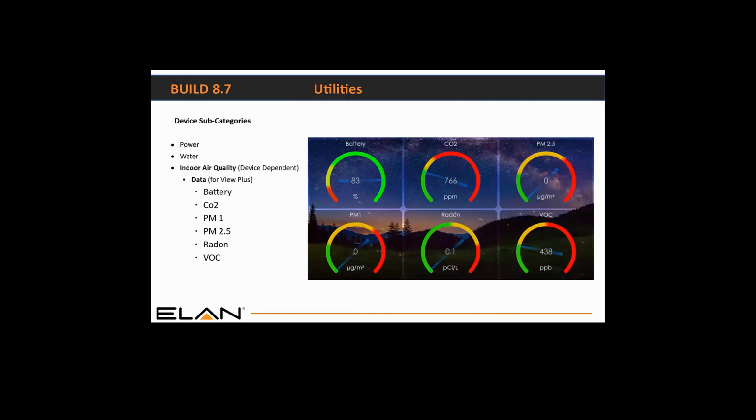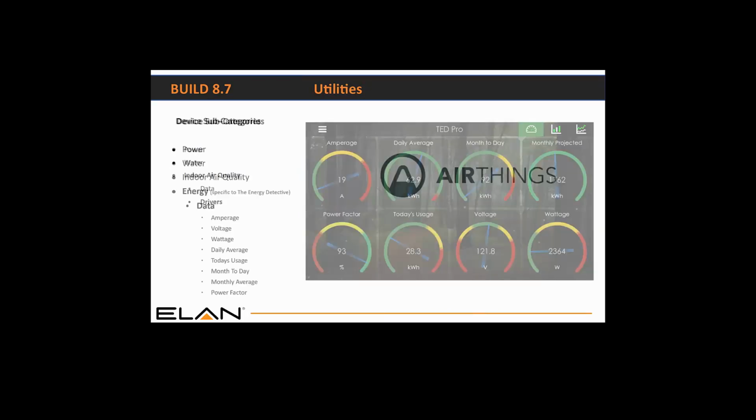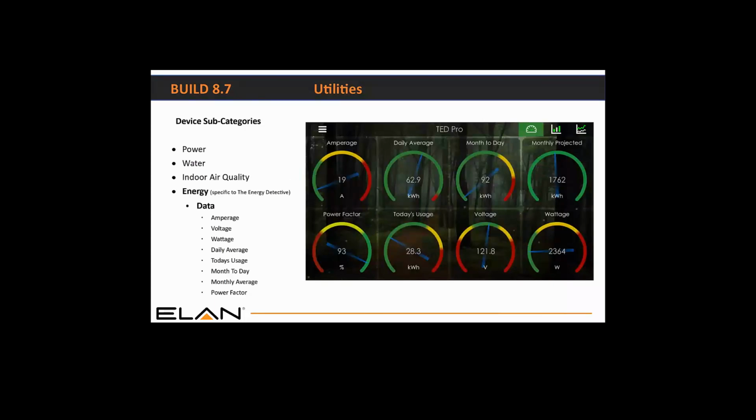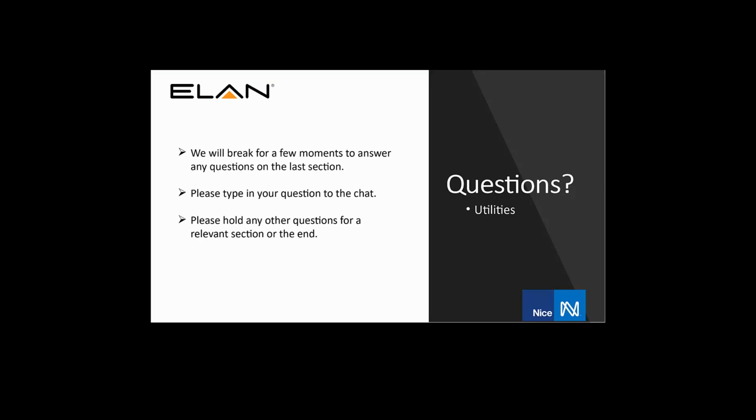Indoor air quality, that's the data it'll give you. Now, that depends on the actual sensor, because they have a bunch of different sensors. Some have radon, some don't. So it depends on which one that is, and that's by Airthings. And energy. So we didn't really touch on this much, but the Energy Detective is what we have off the bat, and that's the data it gives us. That does give us usage data, which is nice.